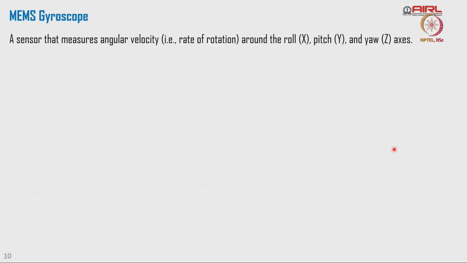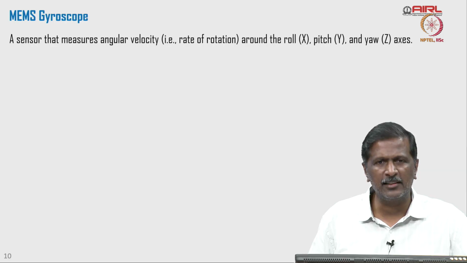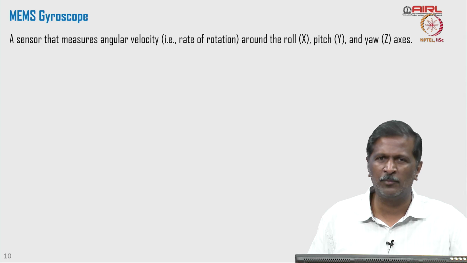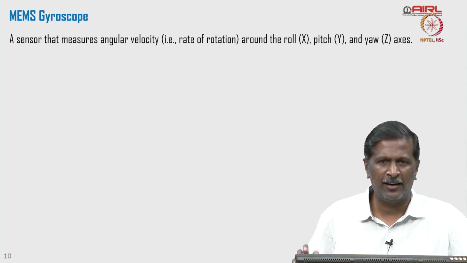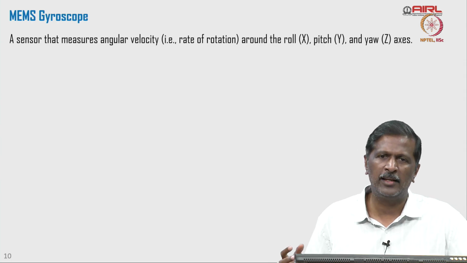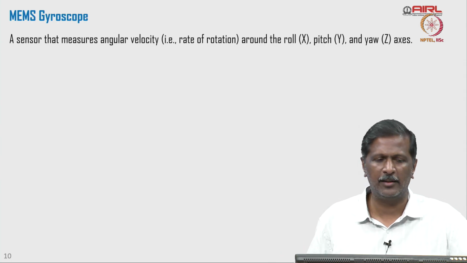Now, let us look at a MEMS based gyroscope. It is a sensor used to measure angular velocity, the rate of rotation. So, imagine I am just going to put a gyroscope in the x, y, z axes. So, I can find out the angular velocity in the x, y and z directions accurately, right.